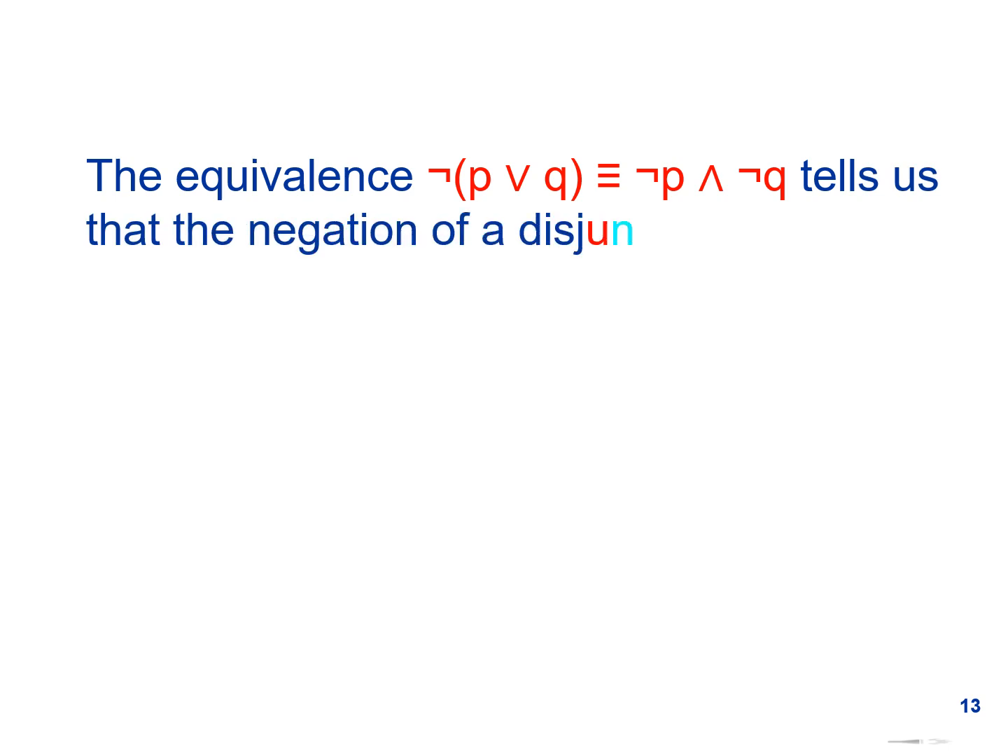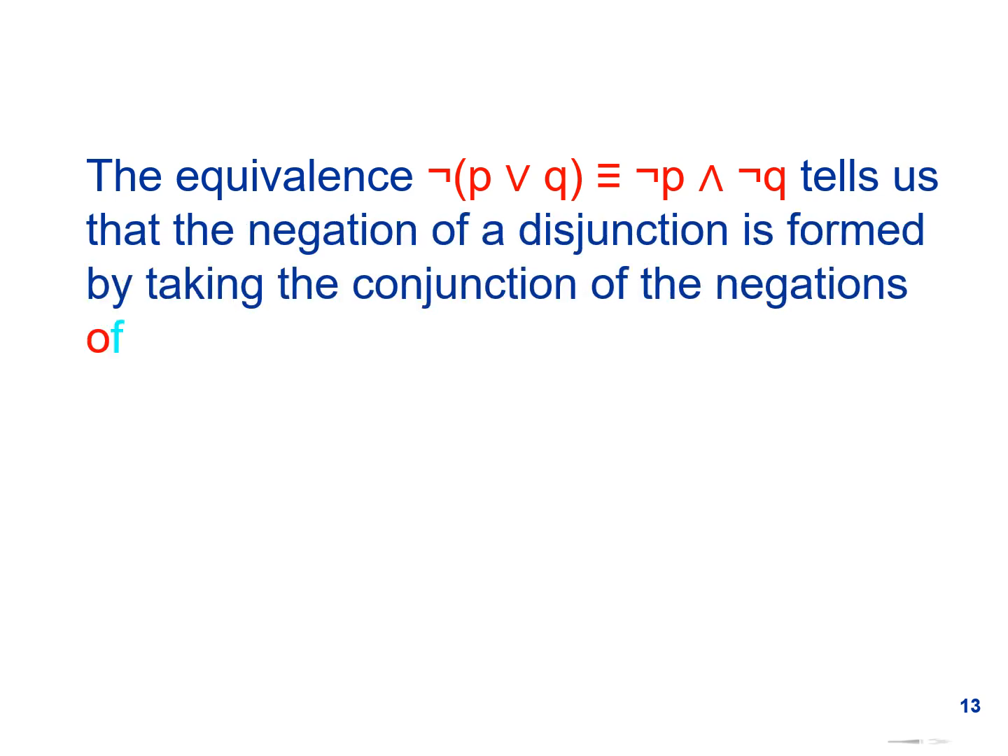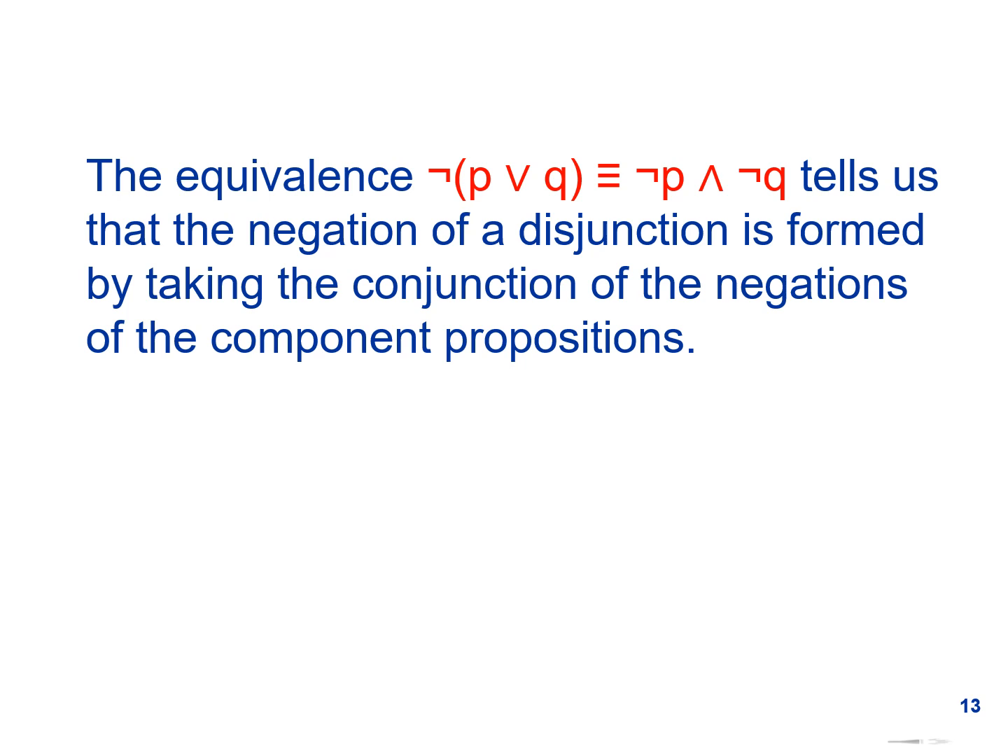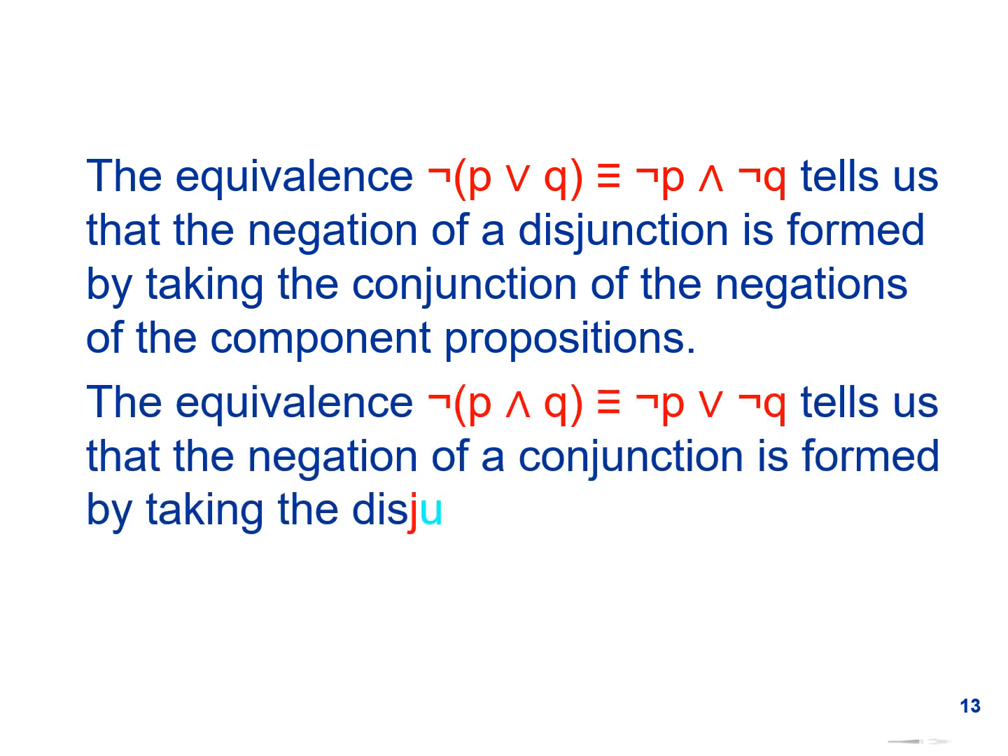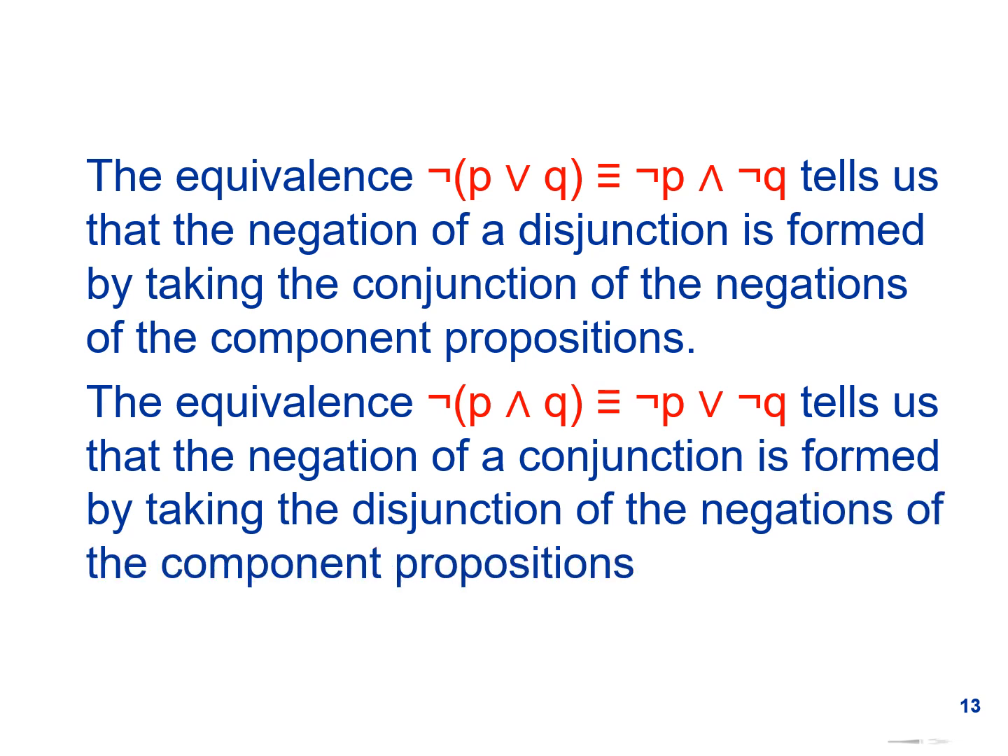The equivalence not (P or Q) is equivalent to not P and not Q tells us that the negation of a disjunction is formed by taking the conjunction of the negations of the component propositions. The equivalence not (P and Q) is equivalent to not P or not Q tells us that the negation of a conjunction is formed by taking the disjunction of the negations of the component propositions.